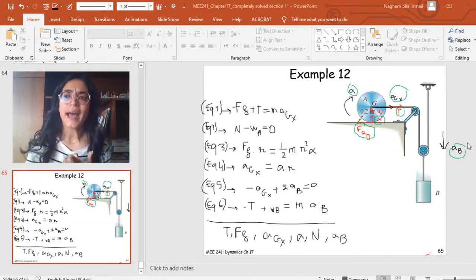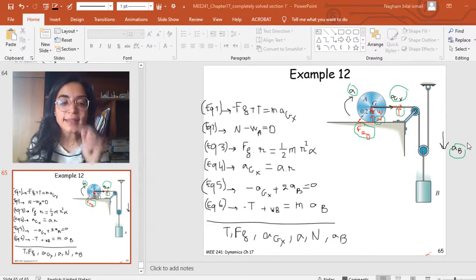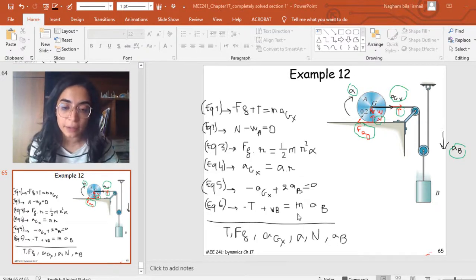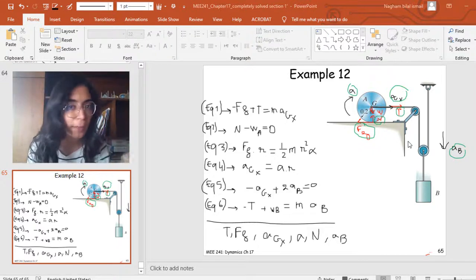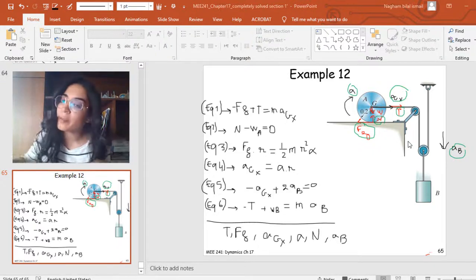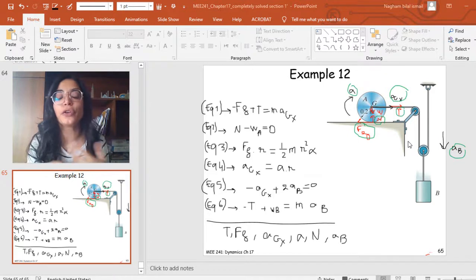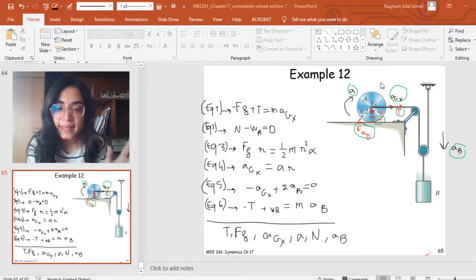Guys, why am I indicating the directions? Because guys, these equations are written based on these directions. Which means, guys, the values that I'm gonna find are based on these directions. I cannot flip them. Alright? You can flip them at the end of the problem whenever you know their values. But these equations, guys, are written based on these directions.